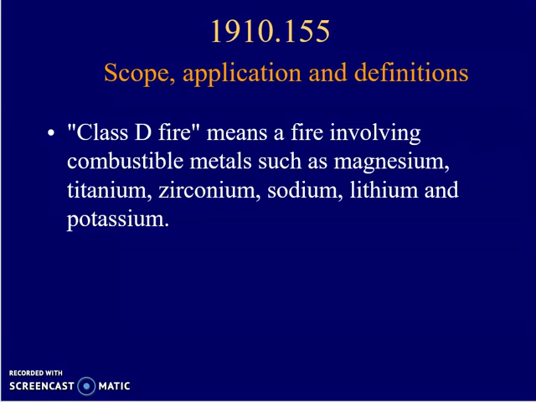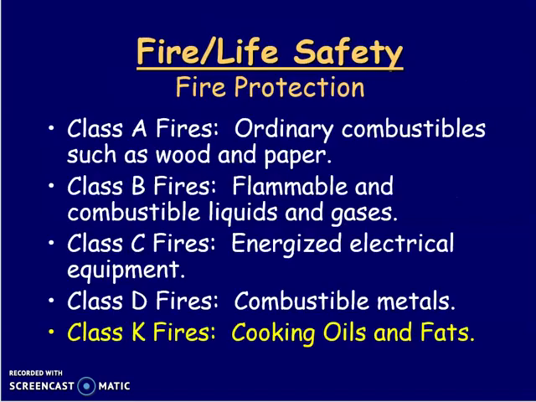Class D fires mean fires involving combustible metals such as magnesium, titanium, zirconium, sodium, etc. This contains a nice summary of what was previously stated, and it also adds Class K fires, which are related to cooking oils and fats. These are probably the hardest fires to extinguish.